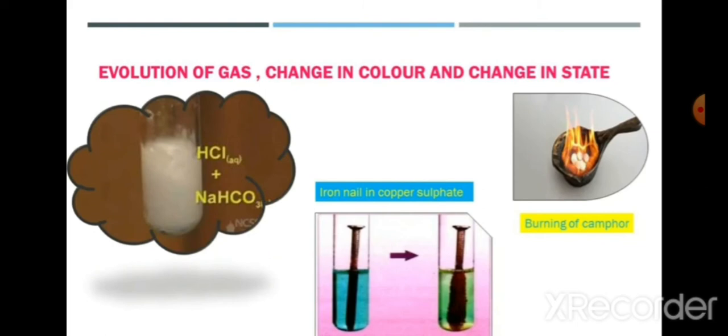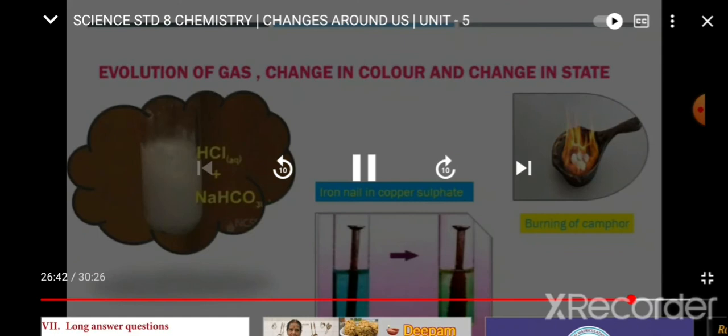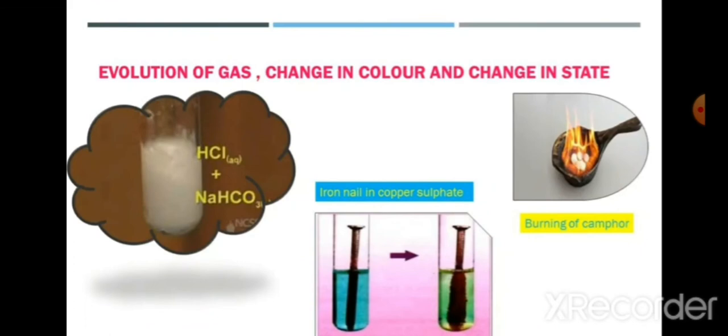Evolution of gas, change in color and change in state. In addition to the above effects, certain other effects may also take place as a result of chemical reactions. First one, evolution of gas. What happens when you open a soda bottle? You can see air bubbles coming out of soda water. Similarly, gas evolution may take place as a result of chemical reactions.